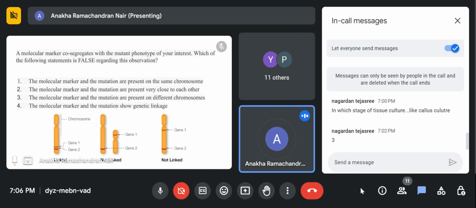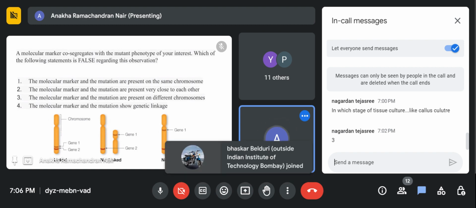Alright, I don't see any answers in the chat. So let me tell you what the correct answer is. You have to find out what is false in this, right? So let's check one by one. The first one is the molecular marker and the mutation are present on the same chromosome.